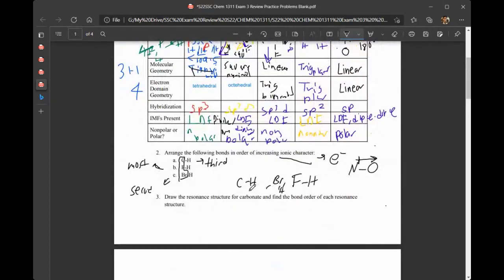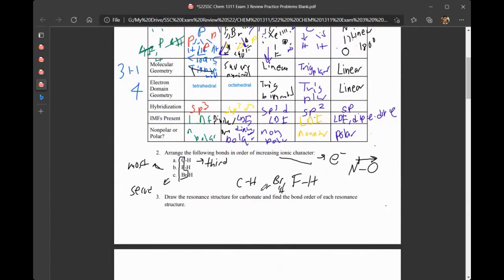So number 3: draw the resonance structures for carbonate and find the bond order of each resonance structure. If you remember from polyatomic naming, carbonate is CO3 2-. So if we draw that structure, we get these three. Counting our valence electrons, we get 3 times 6, which is 18, plus 4, and then plus 2, so that would be 24 electrons total. We've used 6 electrons, so we subtract 6. So we are left with what?